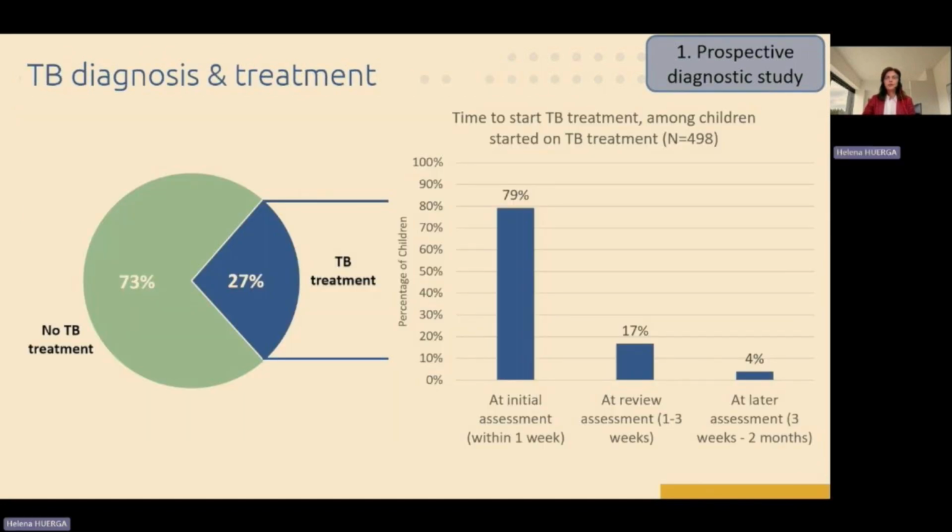Among all children included in the study that were children with symptoms and signs of tuberculosis, 27% were diagnosed with TB and treated and started on TB treatment. And you can see in the graph on the right that most of these children were started on TB treatment at the initial assessment within 1 week.